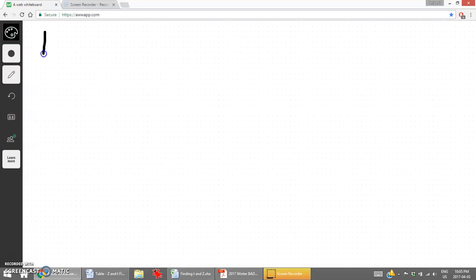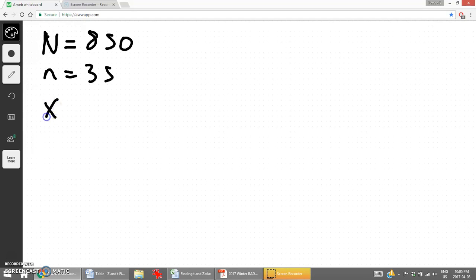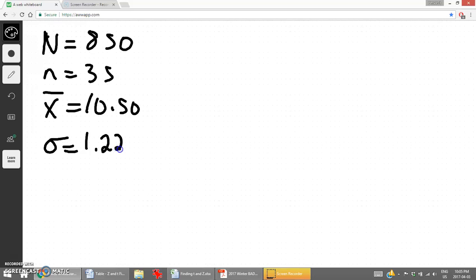We know that he sent 850 packages by courier. He's going to select 35 of them randomly. When he does that, he finds that the sample mean is 10.5 and has a population standard deviation of 1.22. And he wants to develop a 95% confidence interval.